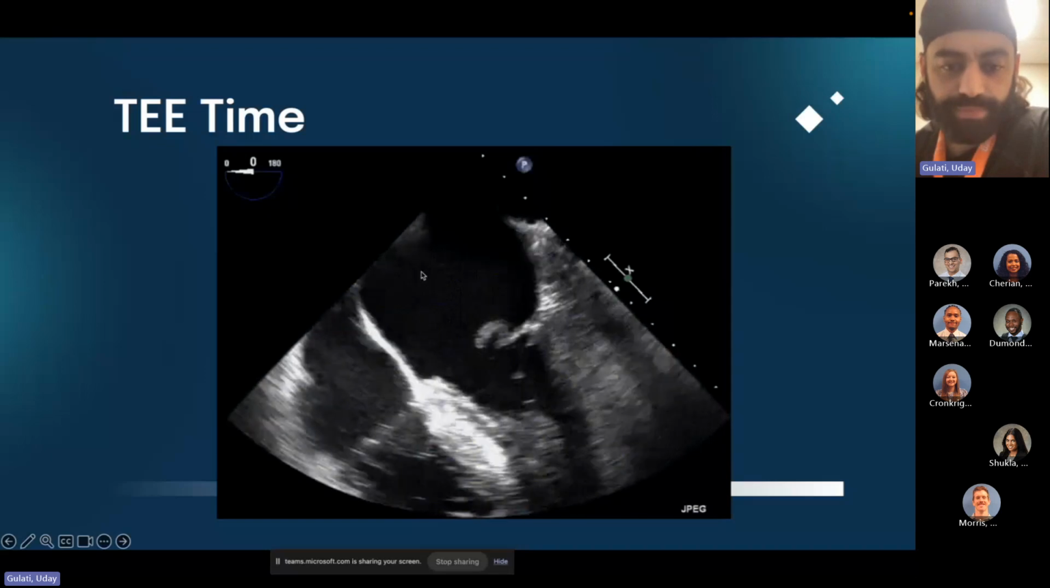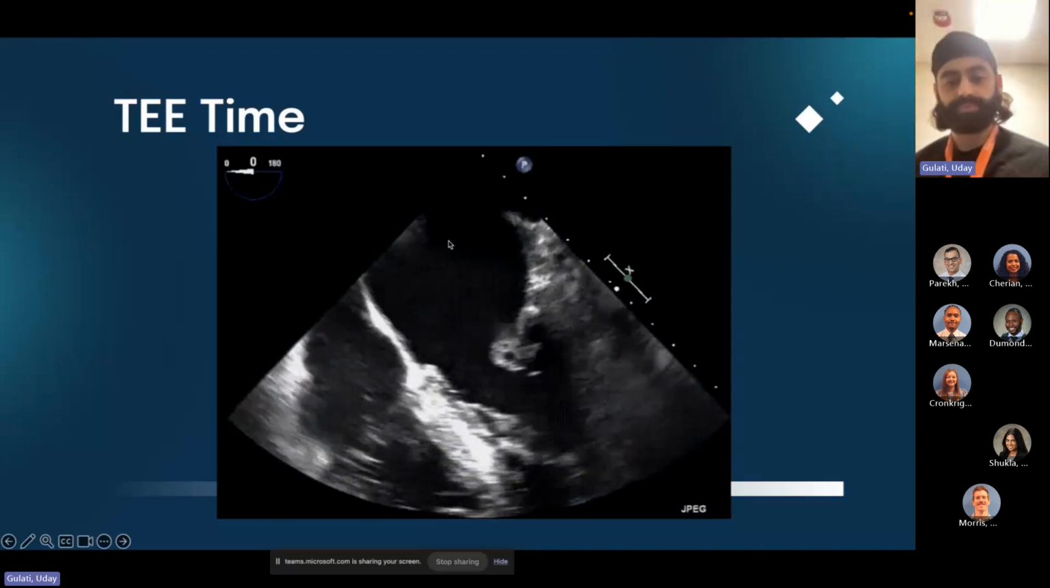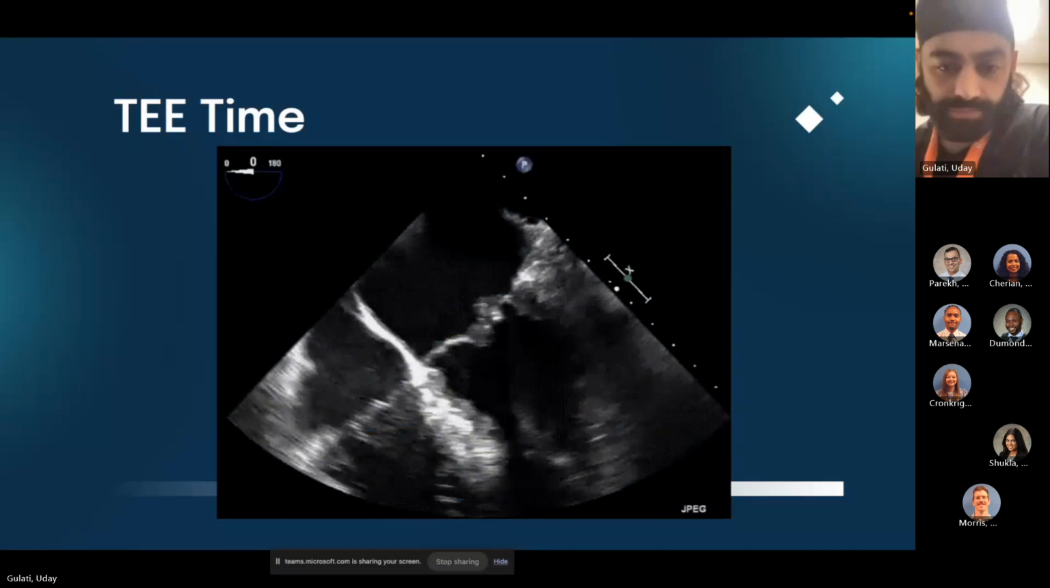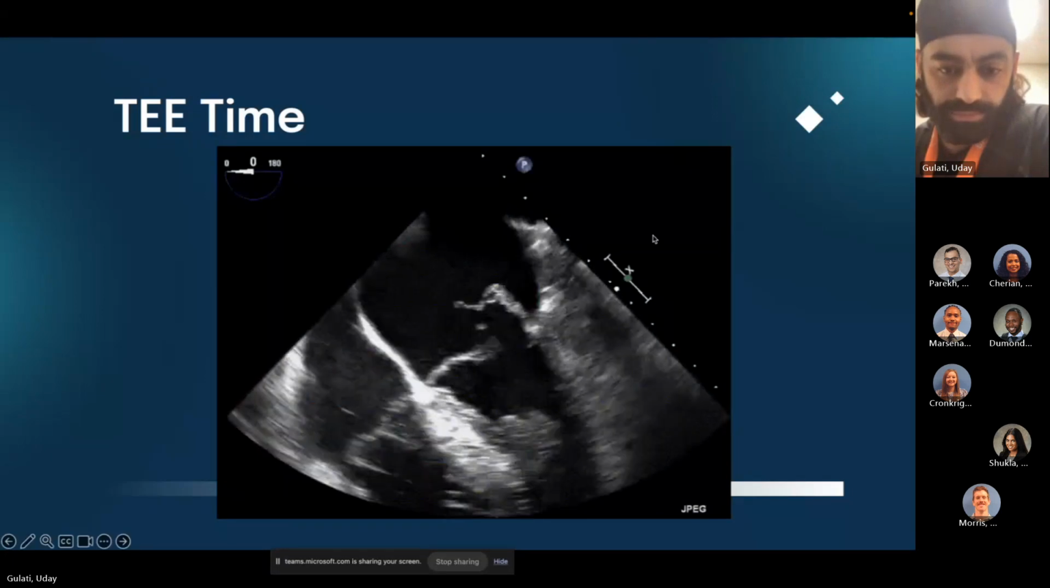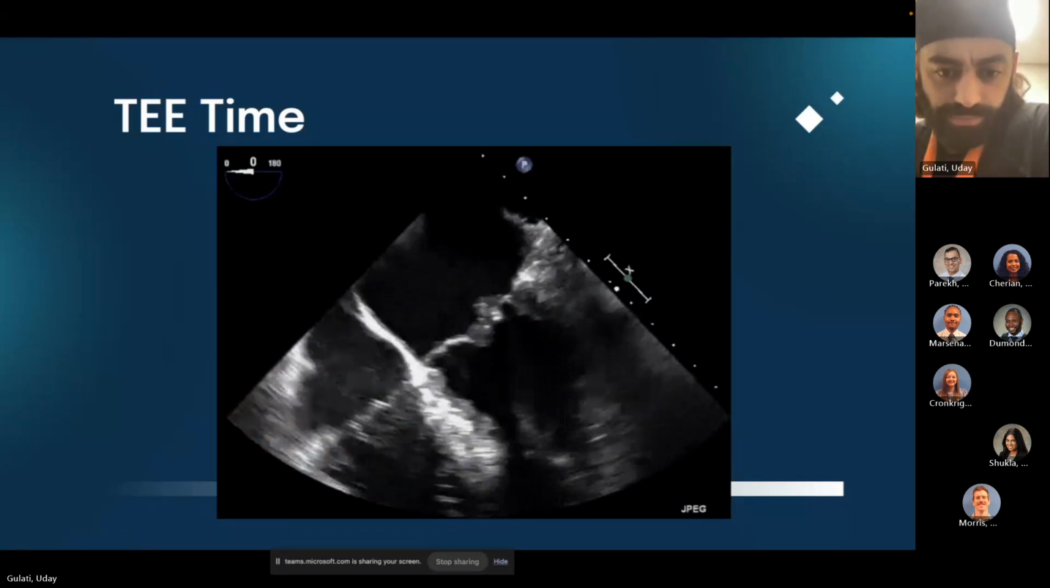Yeah, exact same. So your mitral valve has a friend on top of it, I think. Yeah, it looks like a vegetation. Goomba on top of it.